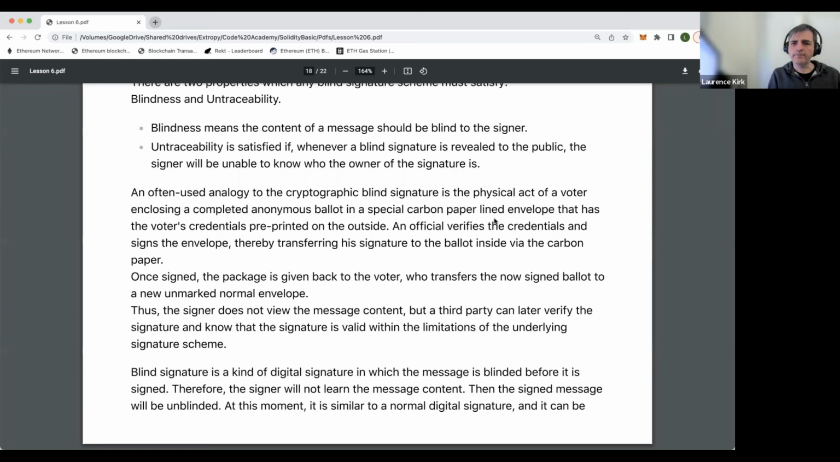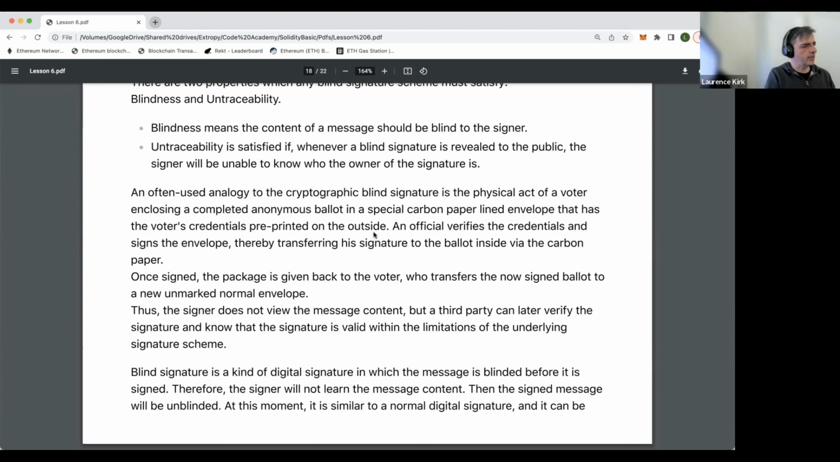They want to show that they are allowed to vote, but they don't want to give away who they voted for. A physical way to do this would be for the voter, once they've done their tick on their ballot paper, to put that into an envelope which has some carbon paper in there. The verifier doesn't see the ballot paper going into the envelope, but knows they've put it in there, and they sign the outside of the envelope, and this carbon paper then transfers their signature to the ballot paper.